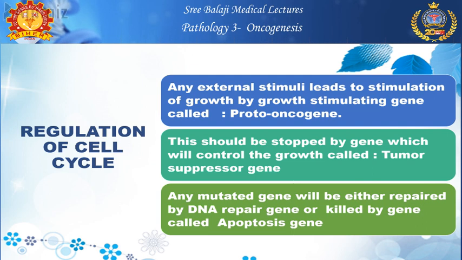So how does the regulation of the cell cycle occur? Any external stimulus leads to stimulation of growth by a growth-stimulating gene, which is called a proto-oncogene. This should be stopped by a gene which will control the growth, called the tumor suppressor gene. And any mutated gene will be either repaired by a DNA repair gene or killed by a gene called the apoptosis gene.